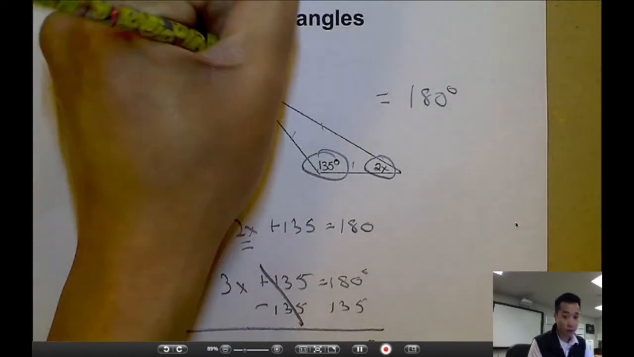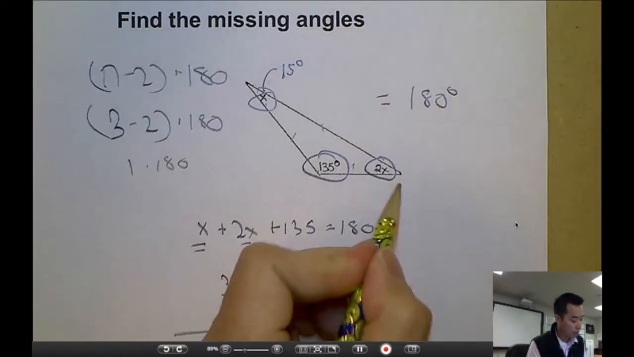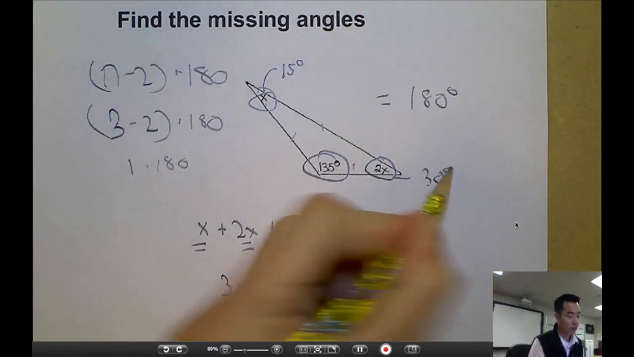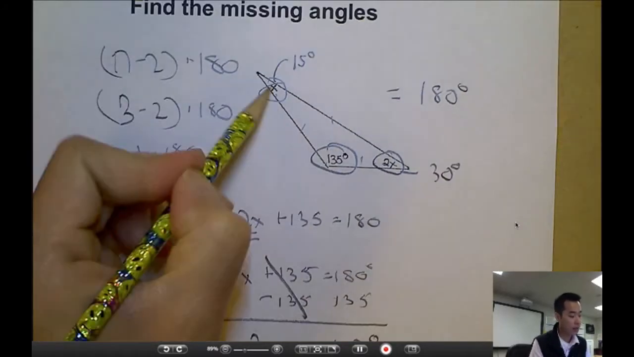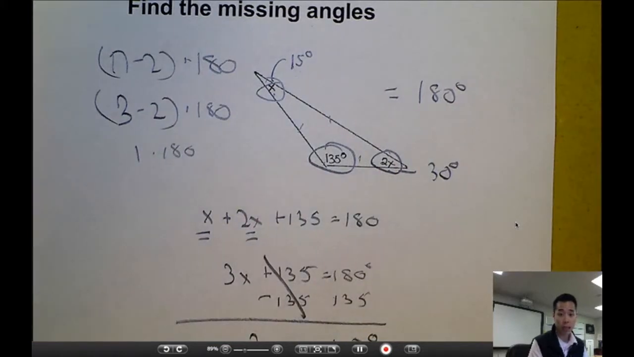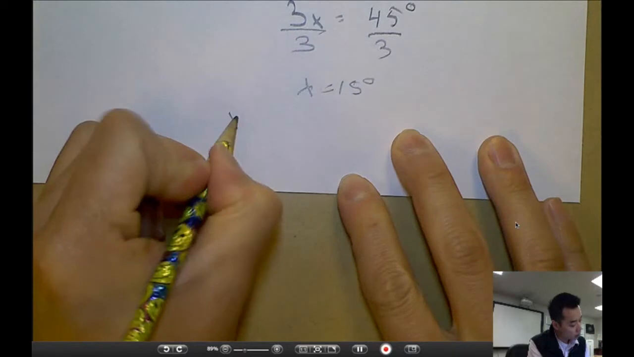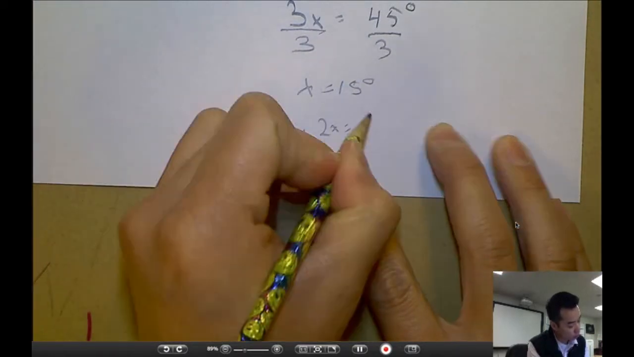Okay, we're not really finished because this will be 15 degrees, and then twice that will be 30 degrees. Because it says find the missing angles, you have to actually put it back in for x. So 15 plus 30 plus 135 does equal 180. Okay, so I'll just rewrite it down here. x is equal to 15, comma, 2x would then equal 30 degrees.